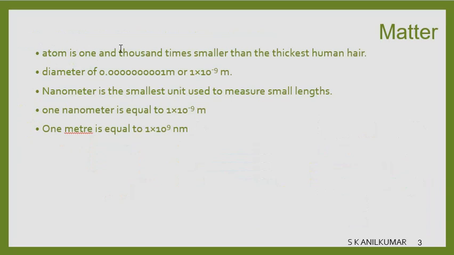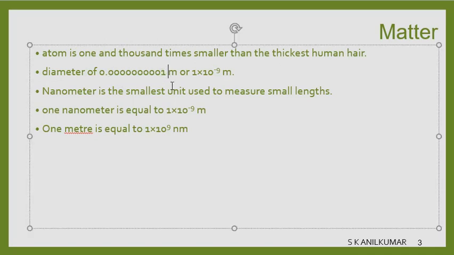So an atom is 1,000 times smaller than the thickest human hair. Human hair, how thick or how thin it is, you already know. The atom is 1,000 times smaller. So the diameter of an atom is 0.000000001 meter. Now how many zeros are there? 1, 2, 3, 4, 5, 6, 7, 8, 9. If there are 9 zeros after a decimal, we write 10 power minus 9.